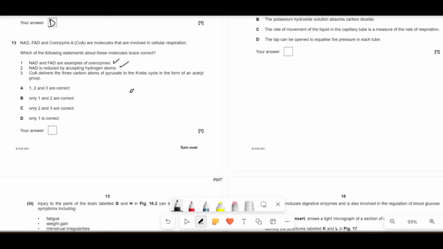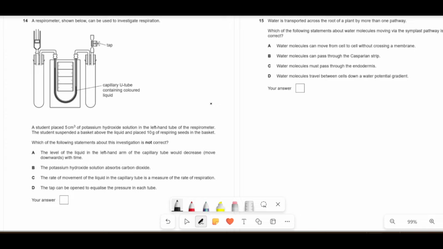It becomes acetyl CoA. In the link reaction, what happens is your pyruvate is decarboxylated, so you're losing a CO2 already. So I don't even have to go further than that. I know it's got to be 2 carbons instead, so that means that only 1 and 2 are correct, which is B.